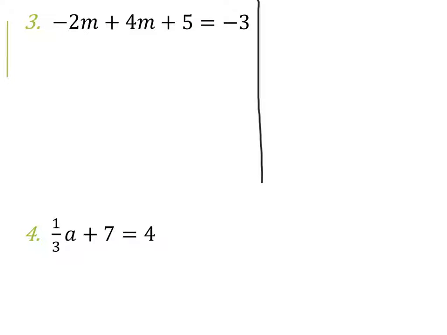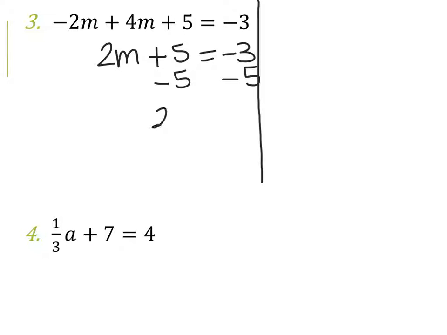Looking at my like terms, negative 2m plus 4m gives me 2m. Still have that plus 5 equals negative 3. Now I'm into a two-step problem where I can move over my plus 5. So I need to do the opposite operation. I need to subtract 5. I get 2m equals negative 3 minus 5. So I spend $3, spend $5, I've spent $8. I'm going to divide by 2. And I get m equals negative 4.